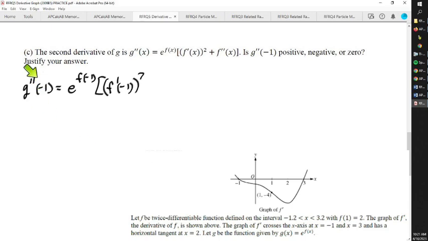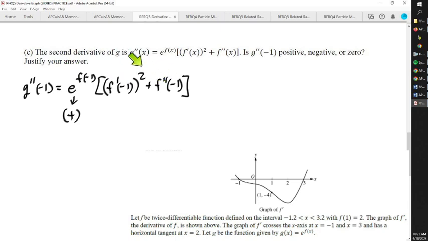I'm going to write it out right here. I'm just plugging in the -1, and I'm going to try to see if I can know the signs of everything here. Now, the first part's easy. That's positive, right? This is always positive right here? Yeah. Okay. E to something is always positive. So now we have the question of the stuff inside.